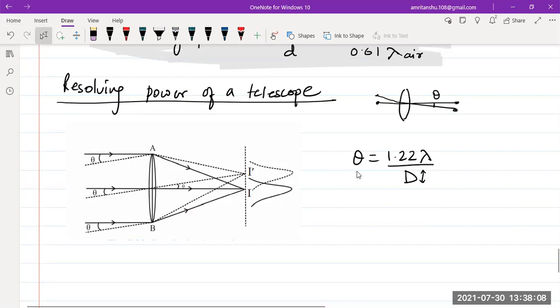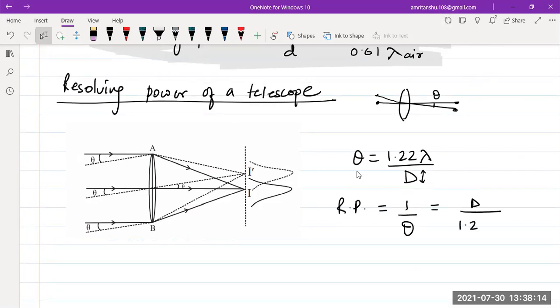So here we say the resolving power of a telescope is 1 by theta. It happens to be d upon 1.22 lambda. In this you get very simple problems. You just have to remember this formula.